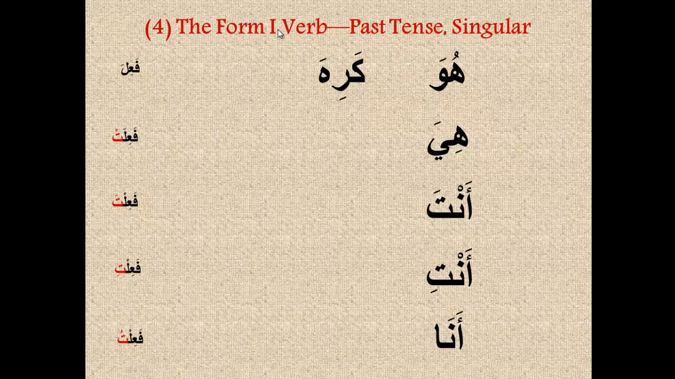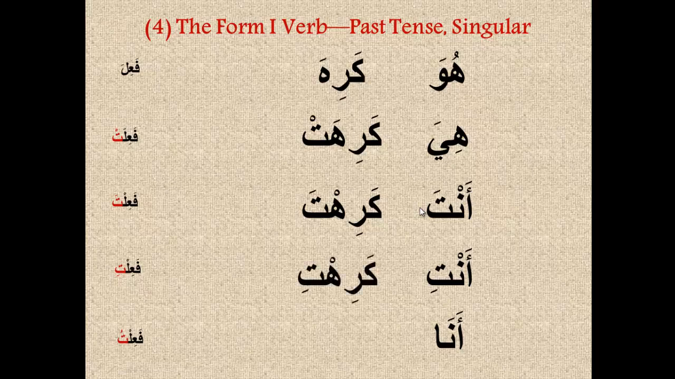The hiya form will be karihat. We're adding a ta sakina. Anta karihta, anti karihti, wa ana karihtu. And this verb means to hate or to detest. So kariha means he hated, karihat, she hated, karihta, you hated, karihti, you hated for feminine, and karihtu, I hated.